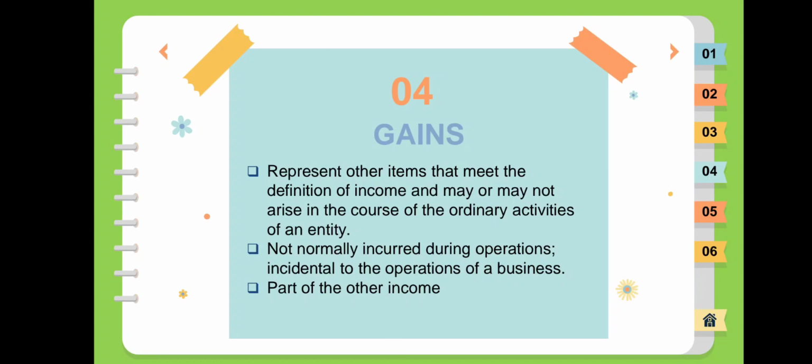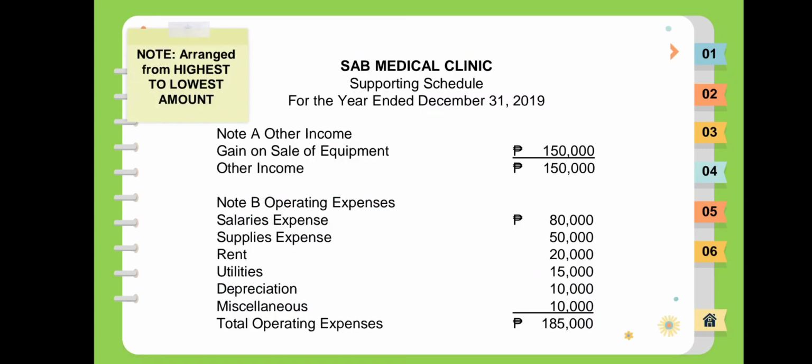For example, merong building or property si business na hindi niya na ginagamit. So, instead na maluma yan, mabulok yan dyan, ang gagawin ng business ay itinda yung property na yon. So, to get the gain, dapat mas malaki yung ibabayad ng bebentahan niya, yung ma-receive niya sa pagbebenta, kesa dun sa value ng property. Again, gains are part of your other income.